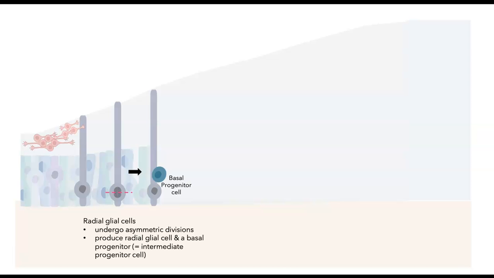The radial glial cells quickly begin to show a slightly different pattern of division. They still have the nuclear migration where the nucleus moves up and then comes back down, although it no longer reaches all the way to the pial surface. And we still have an asymmetric division yielding another radial glial cell and a progeny cell. But these progeny cells get a different name. They're called basal progenitor cells, and they're also known as intermediate progenitor cells.